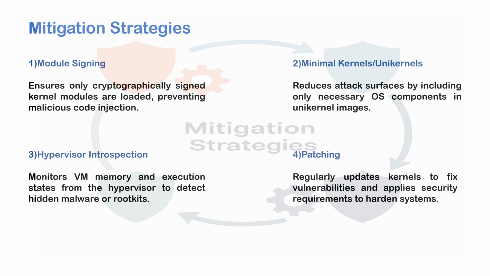Mitigation strategy. To defend against rootkits, we need proactive hardening. Module signing only allows trusted modules to load into the kernel. Minimal kernels use unikernels to reduce the attack surface. Hypervisor introspection monitors VM behavior from the hypervisor layer. Patching: regular updates help prevent vulnerabilities from being exploited.